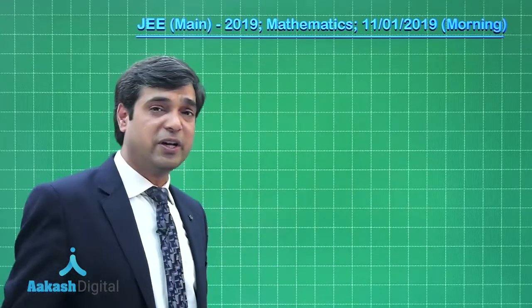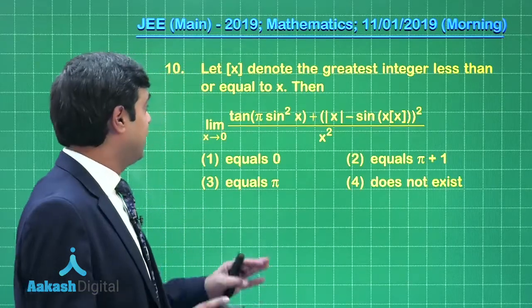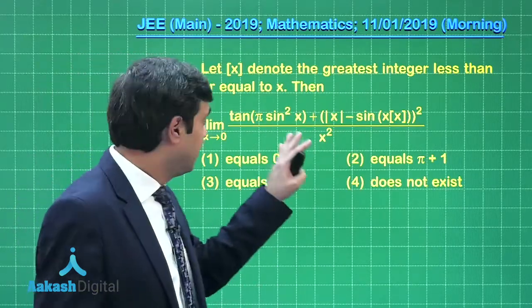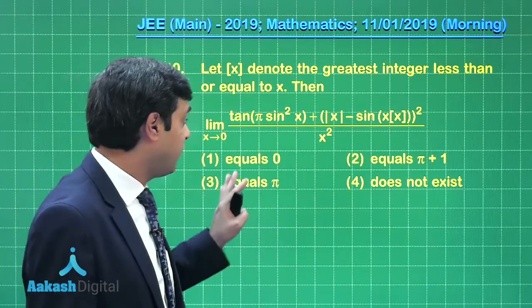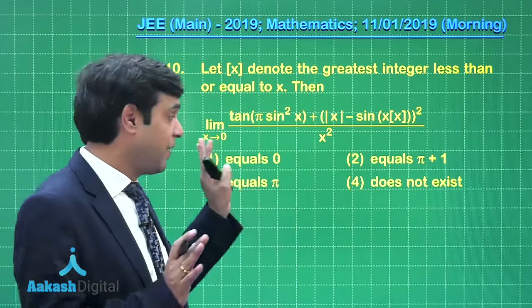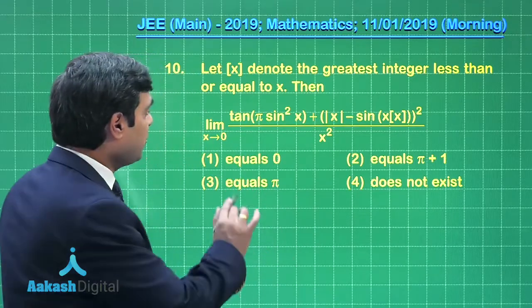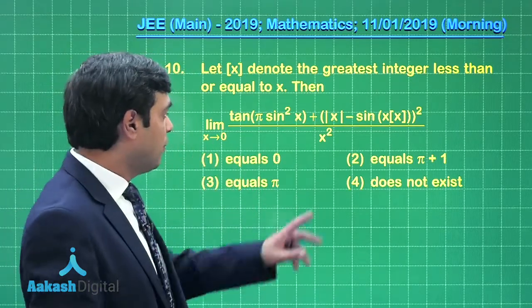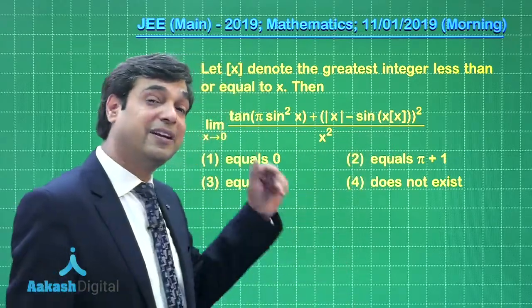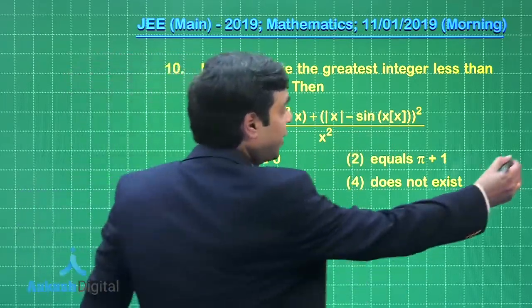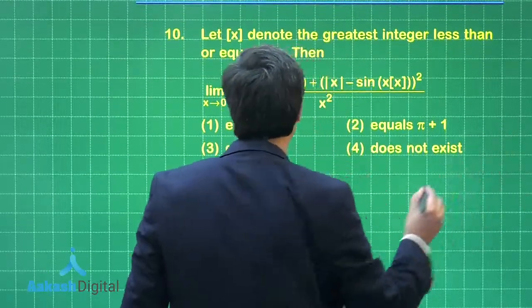Let's move on to the next question of this paper, that is question number 10. It is about the limit as x approaches 0 of a given function. Four options are there, whether the limit exists or not. If it exists, what's the value? See, when x is approaching 0, mod x may create a problem, but the greatest integer x will definitely create a problem. Let's check out the left hand limit and right hand limit for this function.